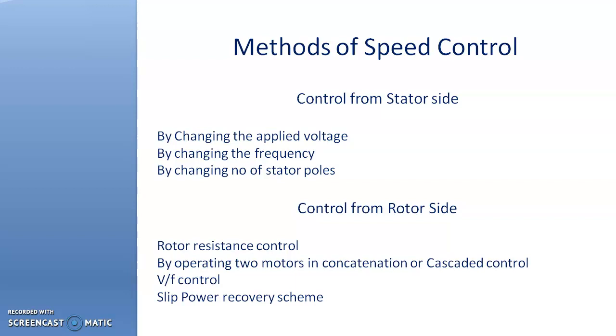So you know very well the very basic equation of induction motor speed. It is based on the synchronous speed of the motor. That you know the equation of synchronous speed of motor, Ns is 120 f by P. So these are the parameters you can vary. Okay.